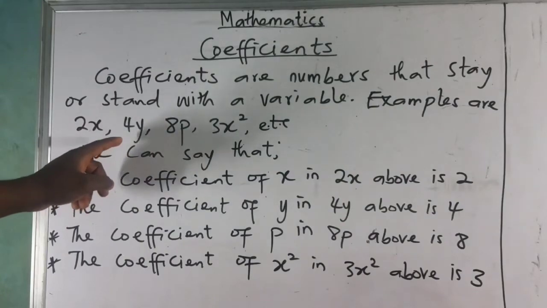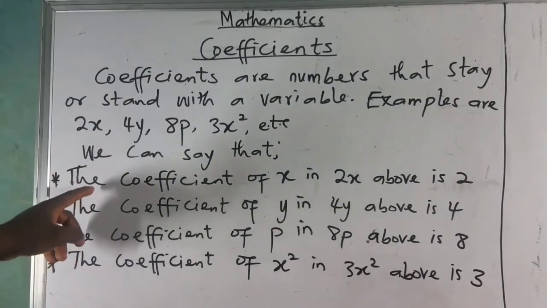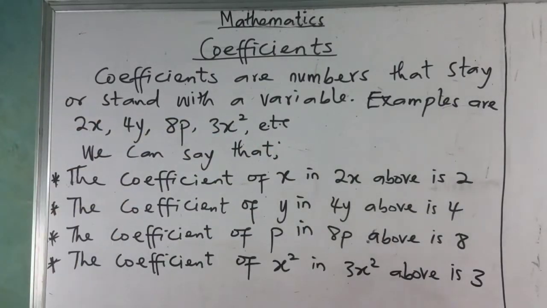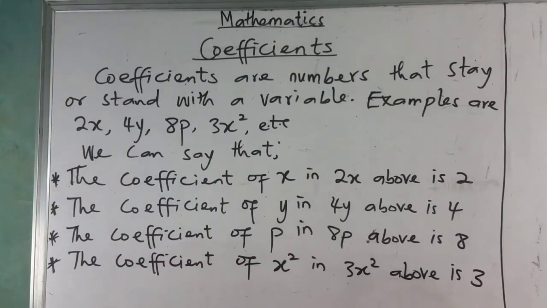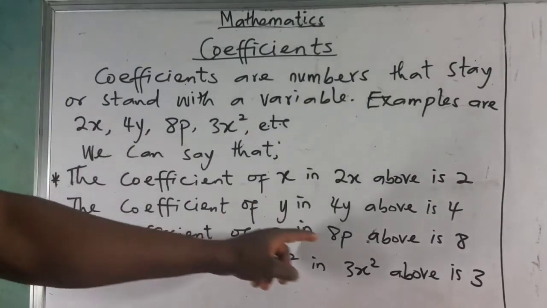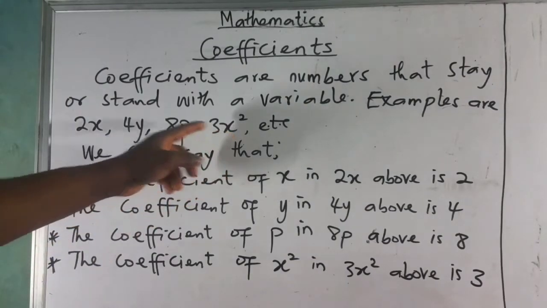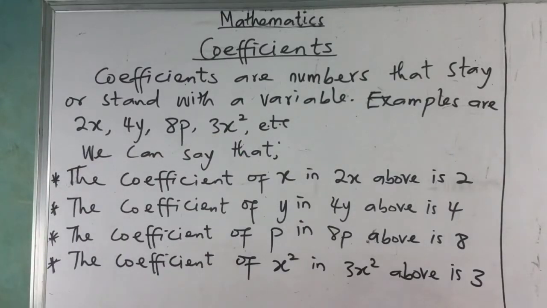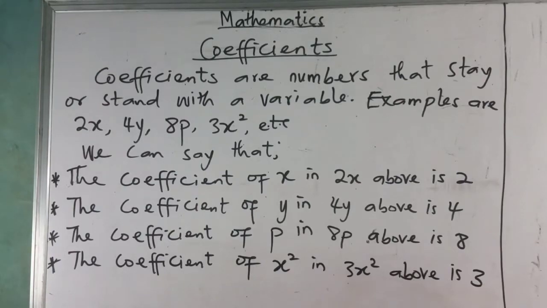All the numbers that stay with any variable, we refer to them as coefficients. So we say that the coefficient of x in 2x above is 2. The coefficient of y in 4y is 4. The coefficient of p in 8p is 8. And the coefficient of x squared, not x, it is x squared, in 3x squared above is 3.